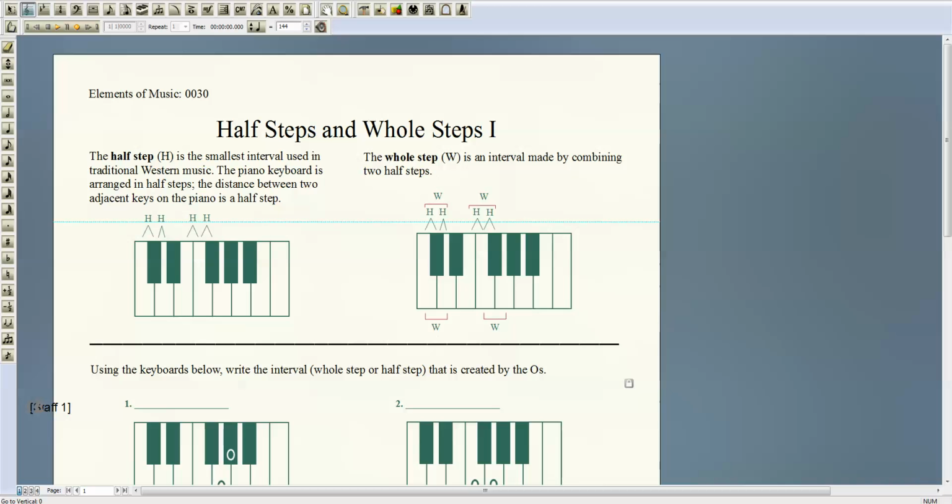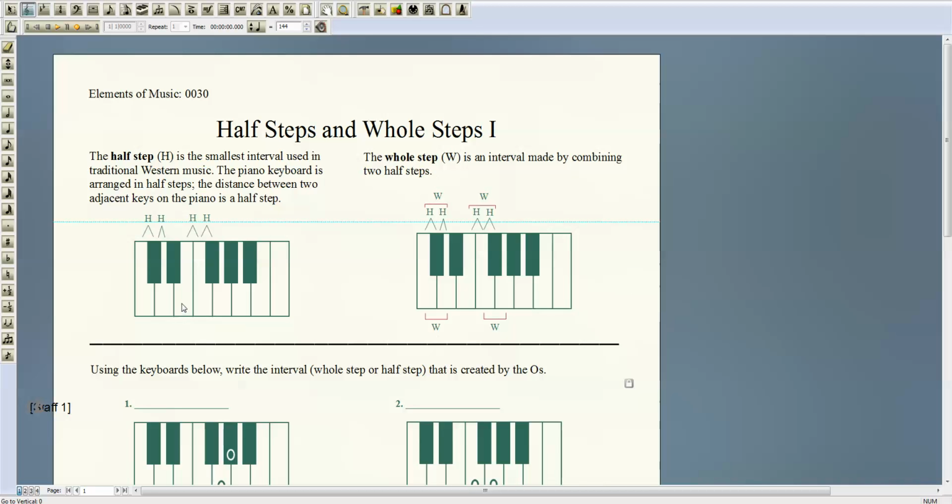The half step is the space from one note on a piano keyboard to the next key. Doesn't matter what it is. So if you start here on this white key, from this white key to this black key, from one spot to the very next key, is a half step. It's the smallest space in Western music and in music notation that we use. So we have half step, then go from black to white, half step, then go from white to black, half step, then go from black to white, half step.